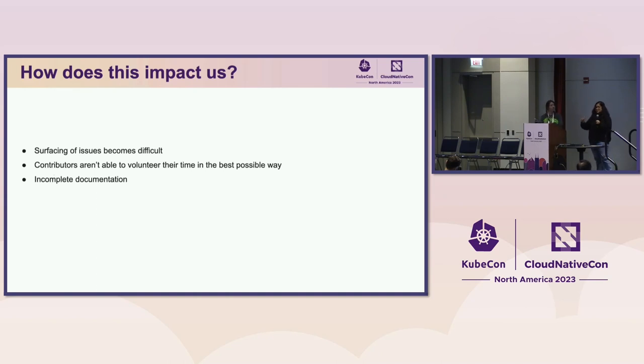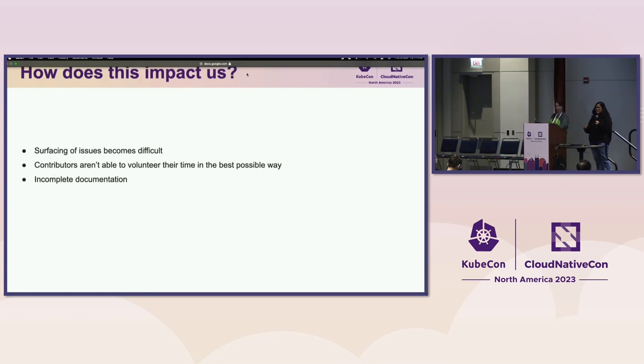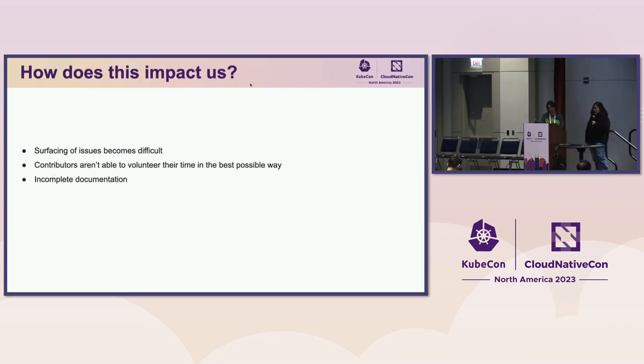So we need help with triaging the issues, which means we need help with labeling the issue appropriate to the kind that has been reported, and also getting the right audience to work on it. And when we say that there are issues, this leads to incomplete and sometimes technically inaccurate information within the documentation. And that's not what you'd want out of project documentation that's so widely adopted and used. So that's how this impacts us.